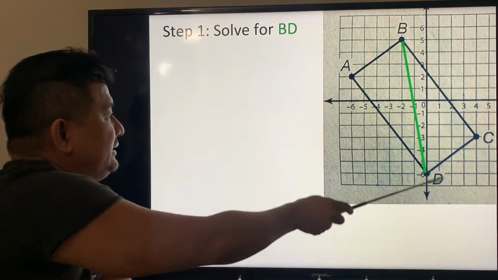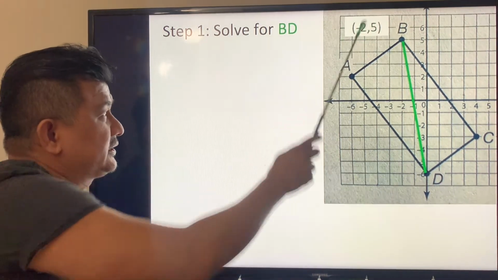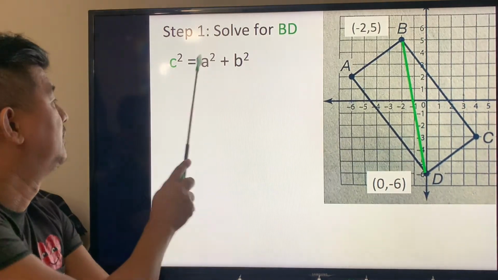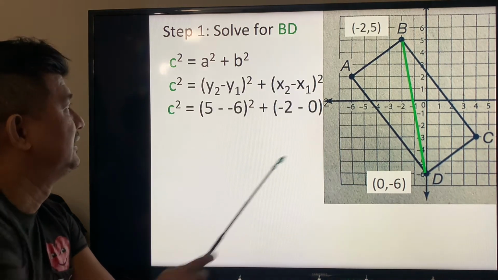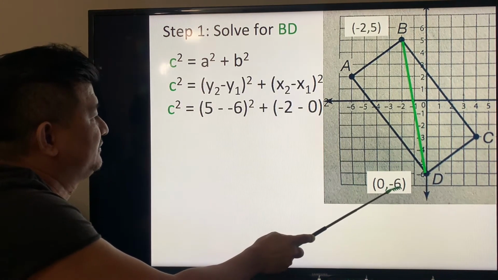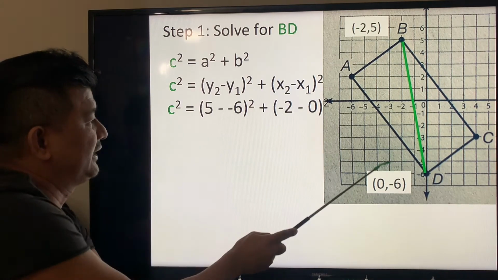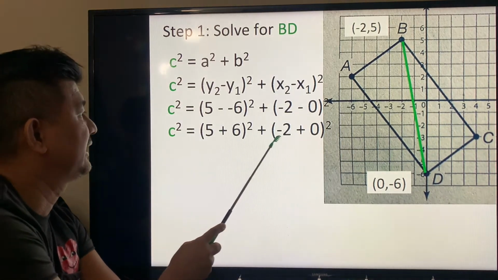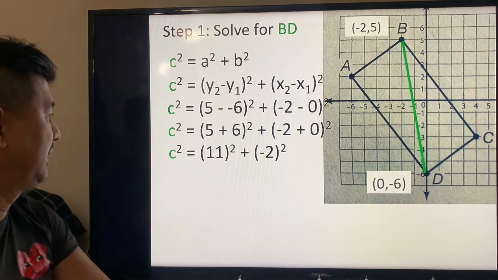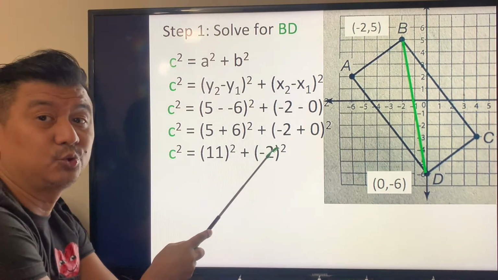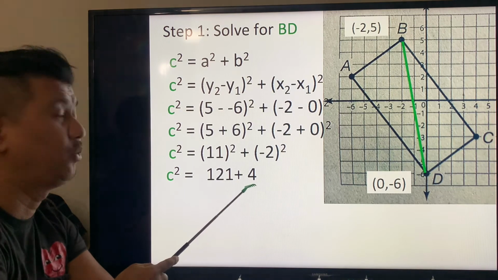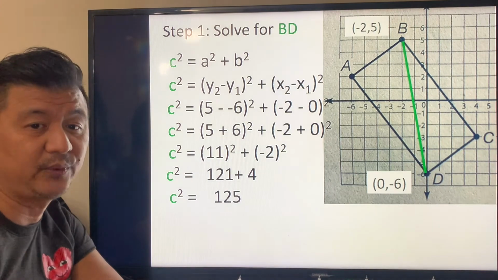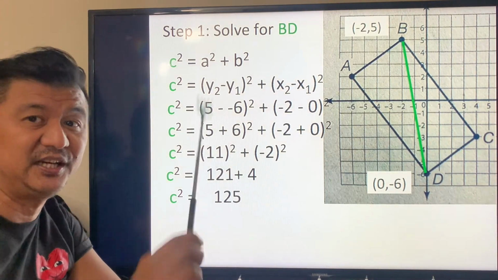Now let's look at the other diagonal. That is BD. Again, get the coordinates, negative 2, 5. Get the coordinates 0, negative 6. So plug it in your distance formula. 5 minus negative 6, negative 2 minus 0. Keep change opposite. That's 5 plus 6, negative 2 plus 0. Add them up, 11 squared, negative 2 squared. 11 times 11 is 121. Negative 2 times negative 2 is 4. Add them up, you get square root of 125. Wow, same as the other one.